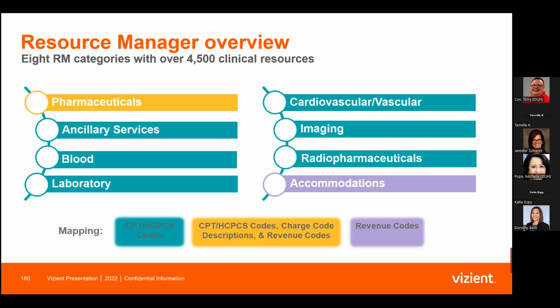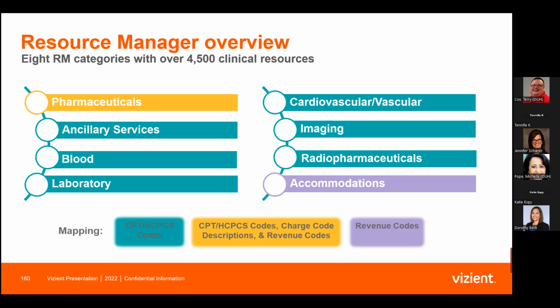So for pharmaceuticals, we use the combination of those 3 or 4 codes that I mentioned. And then the others just use the CPT and HCPCS codes. And for accommodations, we only use revenue codes. And this is the way that we benchmark.